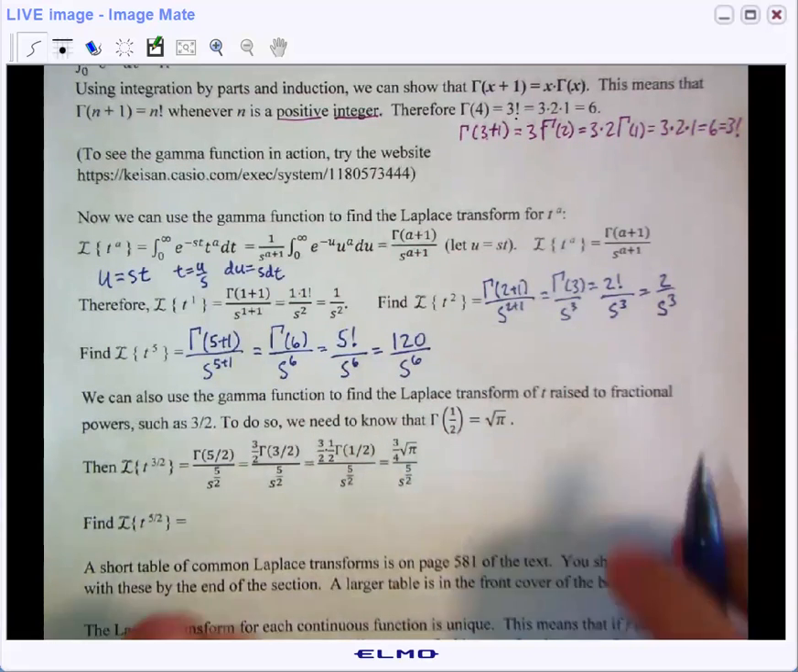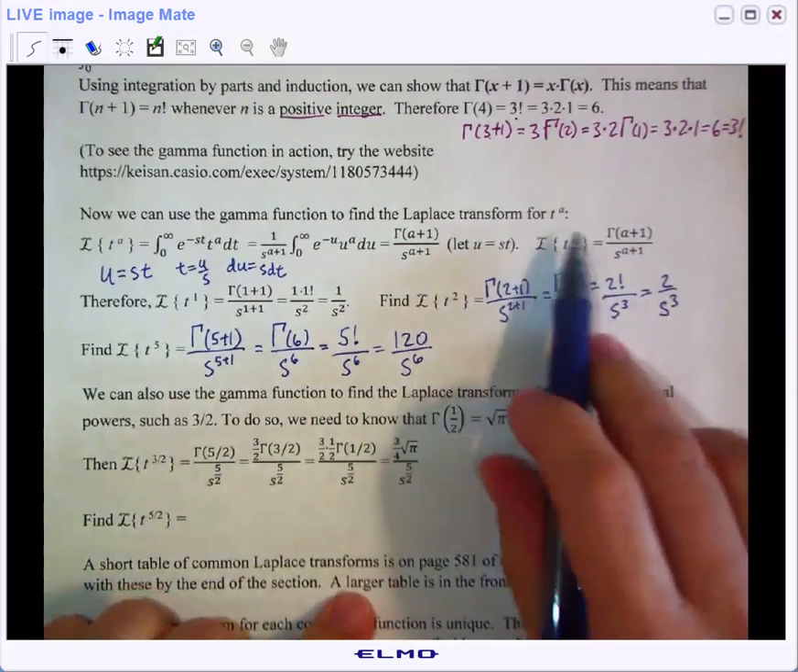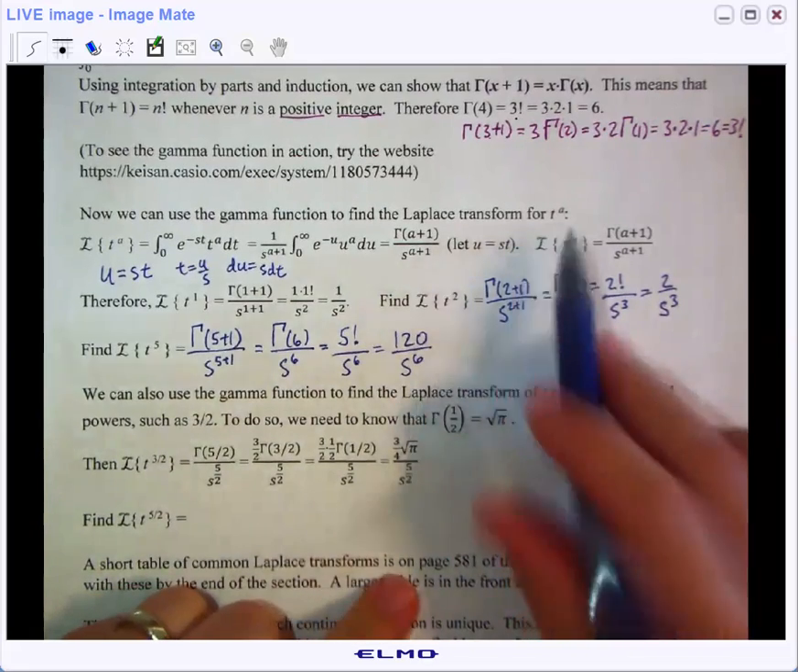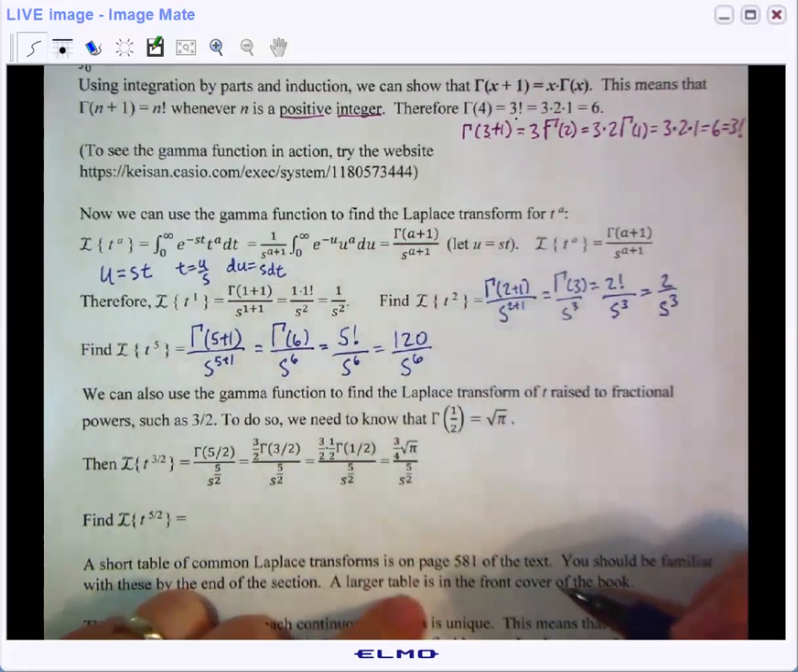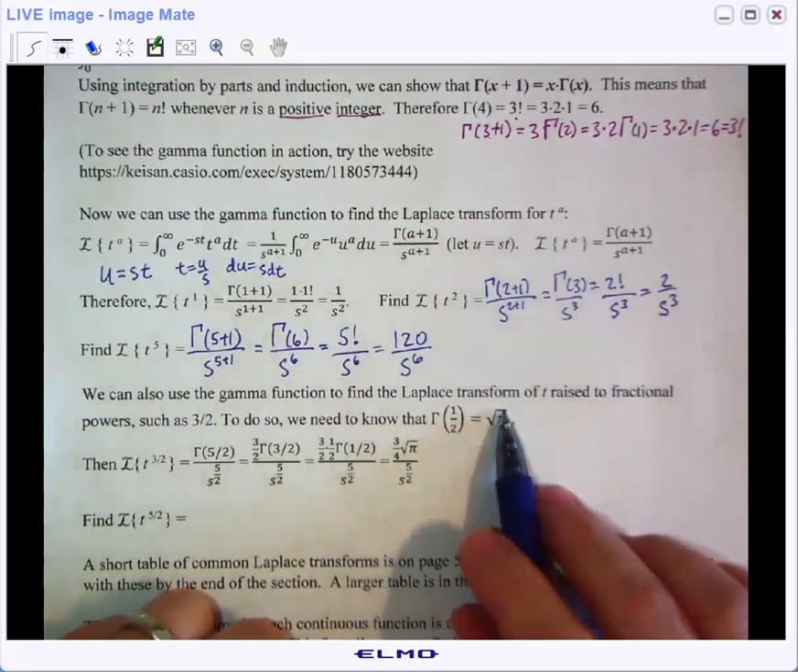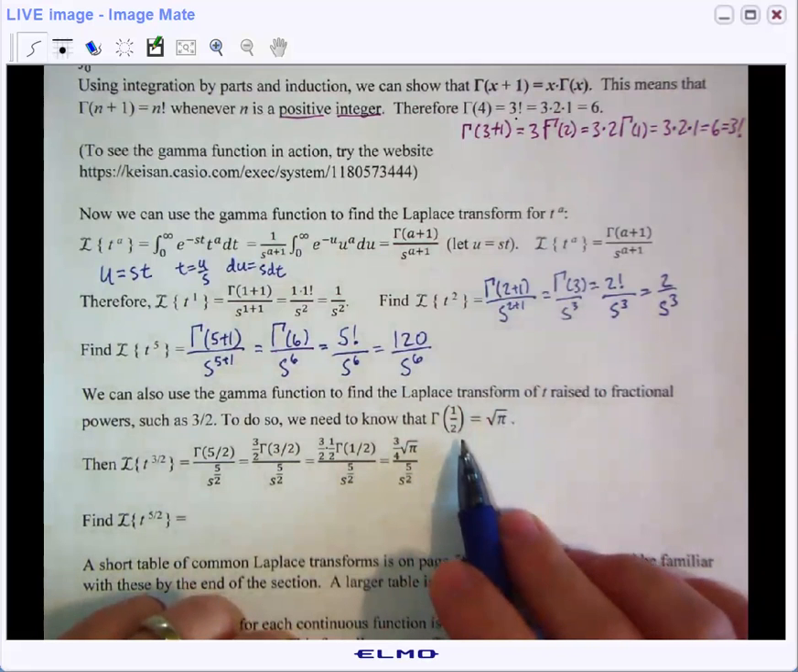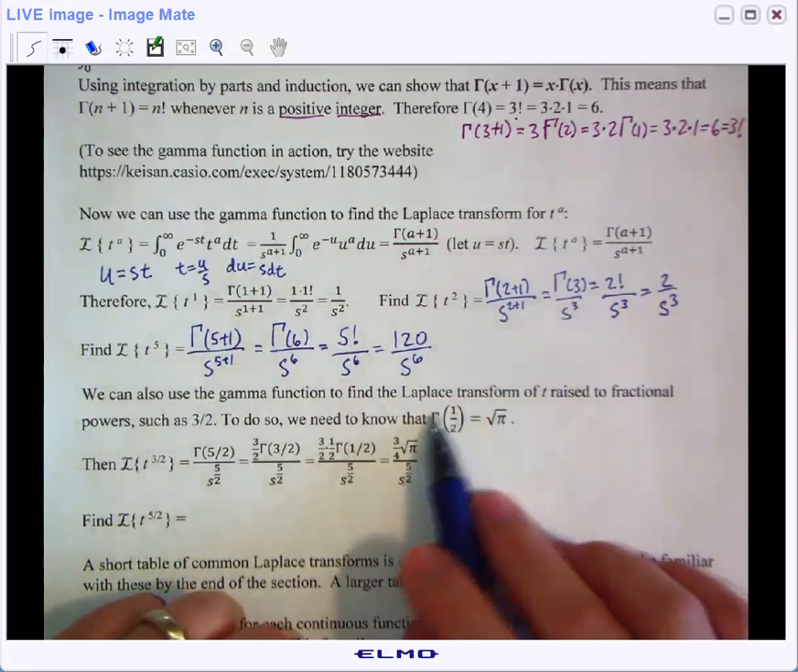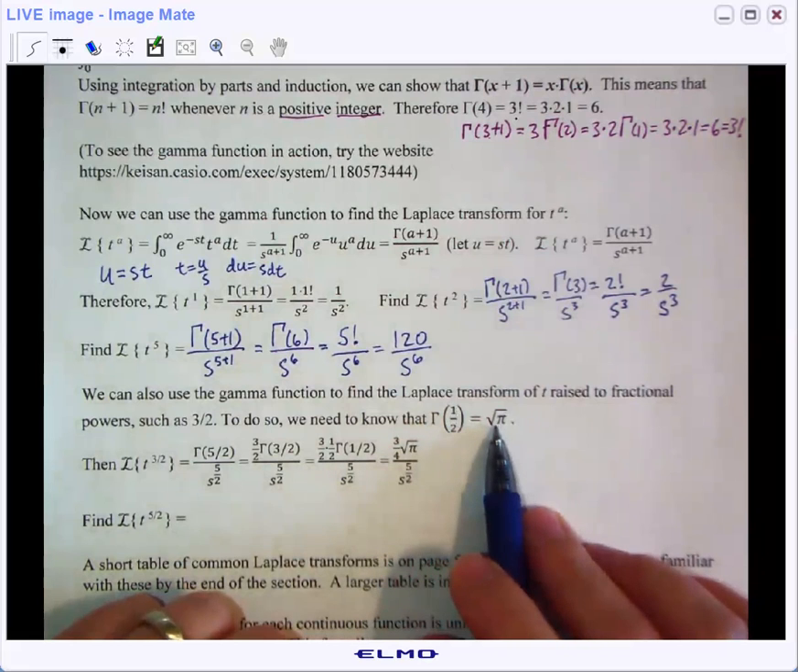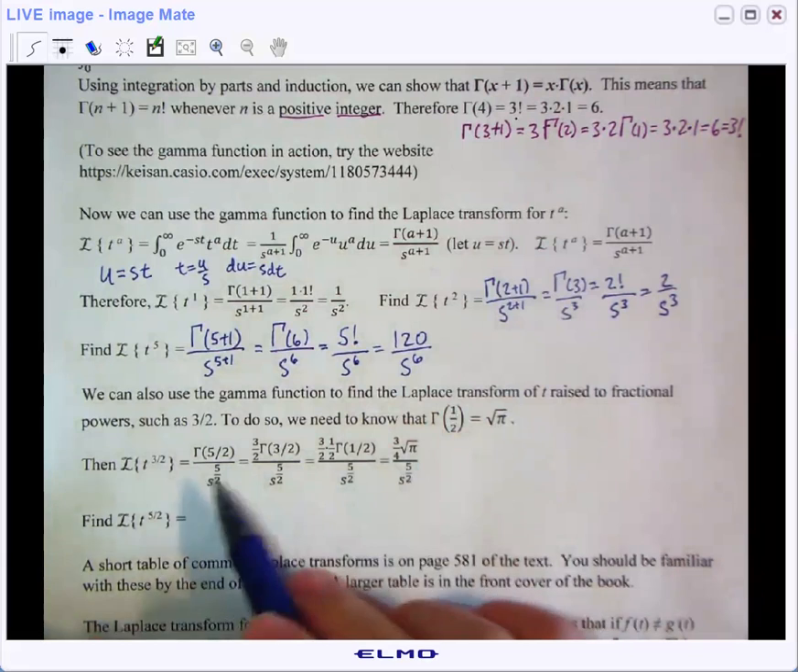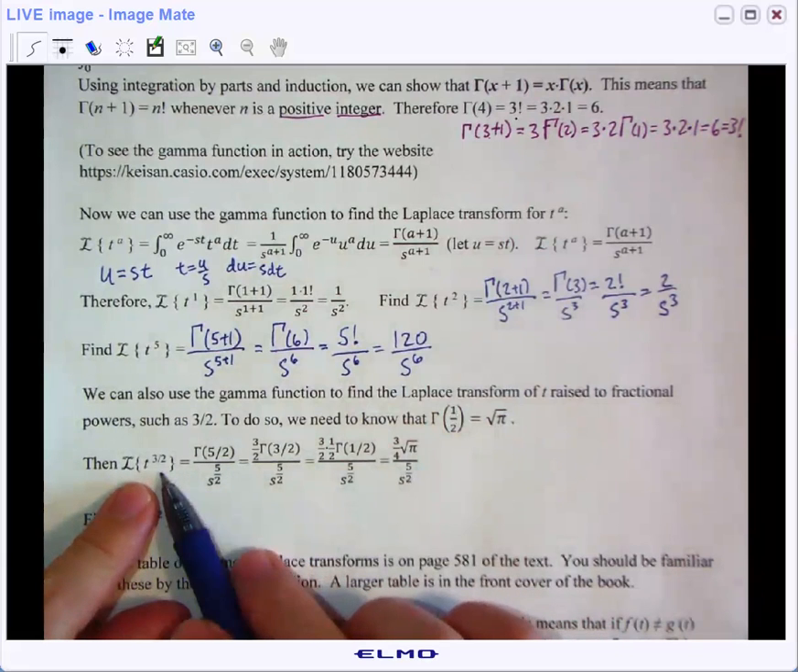Now, what if a is not a positive integer? It's not a square, a fifth, or a 23rd power. What if it's raised to a fractional power? Well, we can still use this, but we have to know one more thing. I'm not going to prove this, but gamma of 1/2 is the square root of pi. So let's try the Laplace transform on t to the 3/2 power.